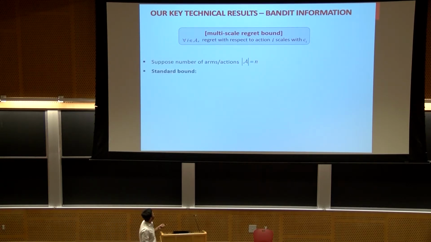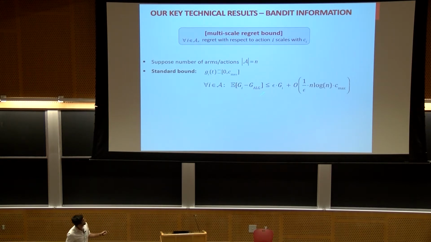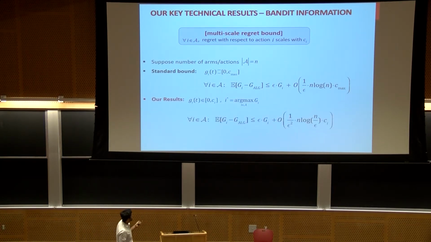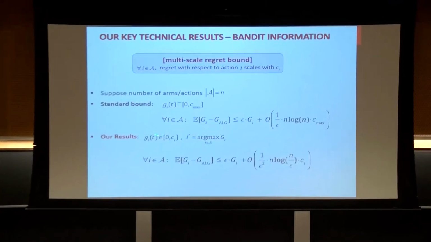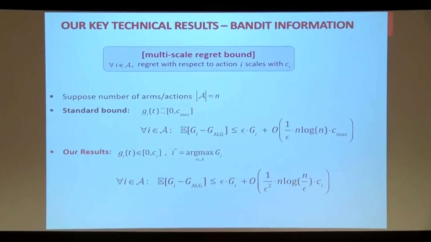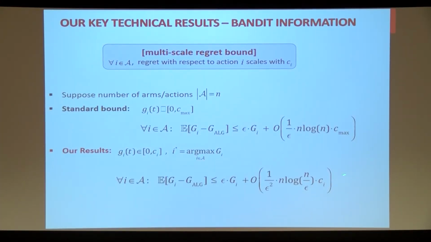For the bandit problem, if you use the standard bounds, you get a regret bound of epsilon G_i plus 1 over epsilon n log n C_max. This, again, must be familiar to you. If you use our bandit algorithm, you get the following regret bound with respect to all arms at the same time: epsilon G_i plus 1 over epsilon squared n log(n over epsilon) C_i, which scales linearly with C_i, but it doesn't have the optimal dependency on epsilon. In fact, we show that with respect to the optimal arm, which is the arm that gets the maximum reward, you can get a multi-scale regret bound that has the optimal dependency on epsilon also.